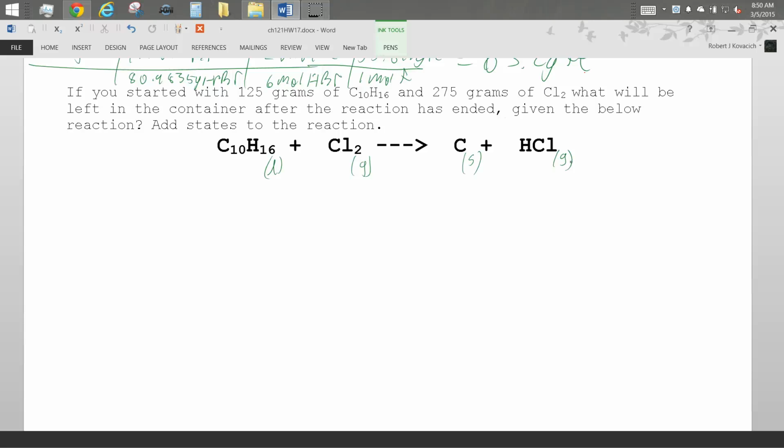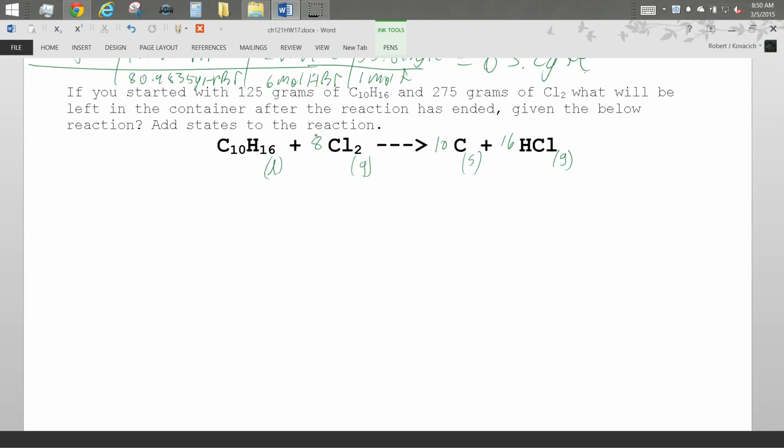Put the 10 in front of the carbon. Okay. 10 carbons. What do I put? A 16 here for the hydrogens. And then put an 8 here in front of the chlorines? Okay.